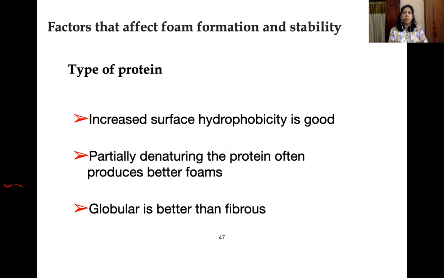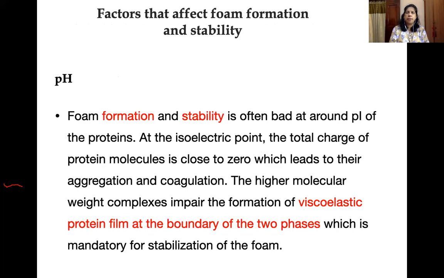The other point is that globular proteins are better than fibrous ones, because globular proteins can move very fast and very freely, rather than the fibrous ones. Fibrous proteins are attached to each other and have a very big molecular weight compared to globular proteins. So therefore, the type of protein is important for foam formation and stability.